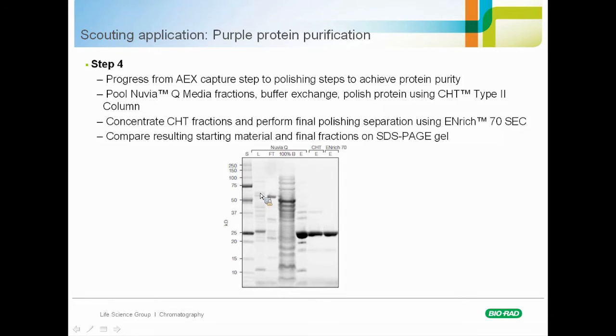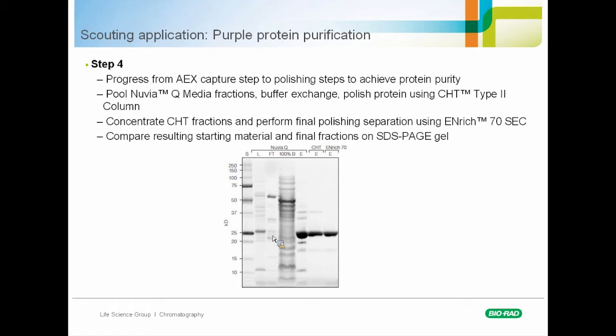After running through the Nuvia Q column, which was selected as the optimal column, in the flow-through, we can see a lot of other proteins being eluted, and we can see a tiny, tiny amount of the target protein. So confirming we've got good efficient binding of the target onto the column.